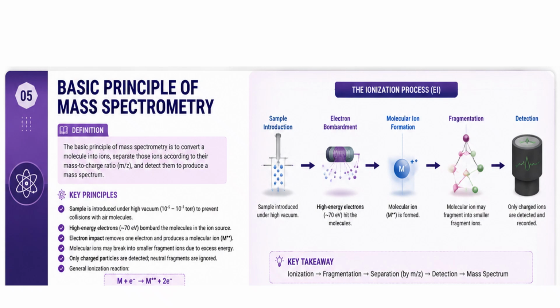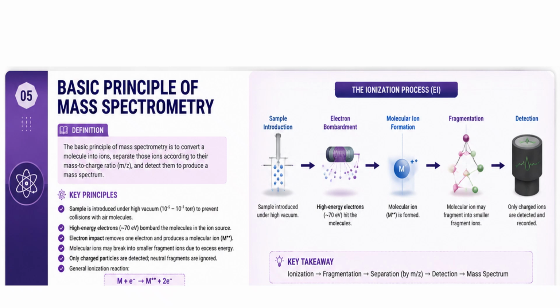Mass spectrometry is an analytical technique used to identify molecules by converting them into ions. These ions are then separated according to their mass-to-charge ratio, also called M/Z, and finally detected to produce a mass spectrum. First, the sample is introduced into the instrument under high vacuum. This vacuum is important because it prevents ions from colliding with air molecules.